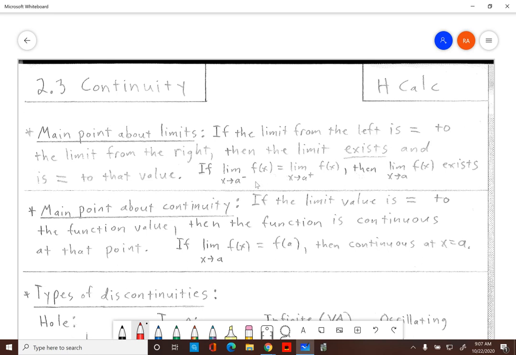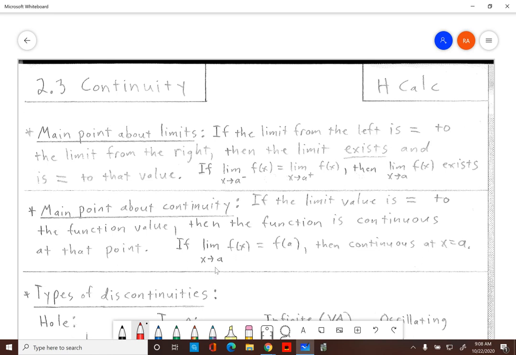And then here's kind of the shorthand way of saying that. If the limit from the left is equal to the limit from the right, then that limit exists at the point. So that's the main point about limits and how we determine if a limit exists. Then the next level is if the limit exists and that limit value is equal to the function value, then the function is continuous at that point. And here's the short way to write that.